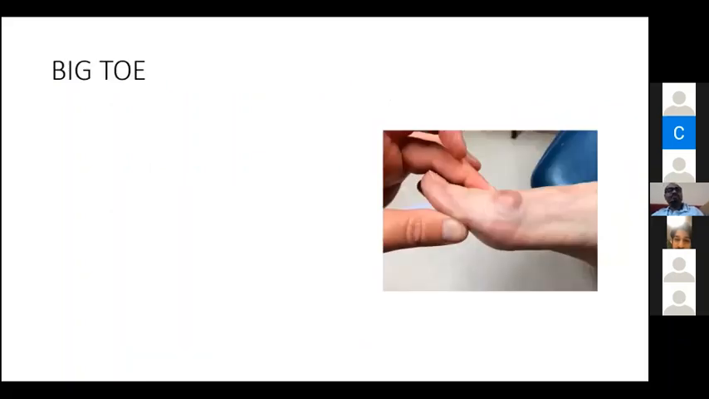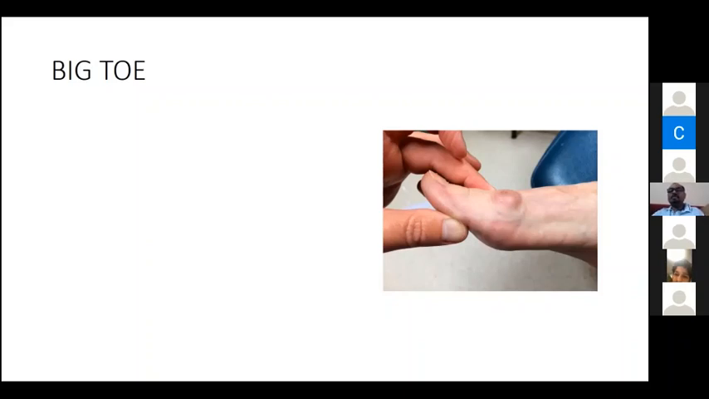Now coming to the foot part, what is this? This is an OSCE spot. Pardon? Bunion. No. Spot diagnosis. Hallux rigidus. This is hallux rigidus.